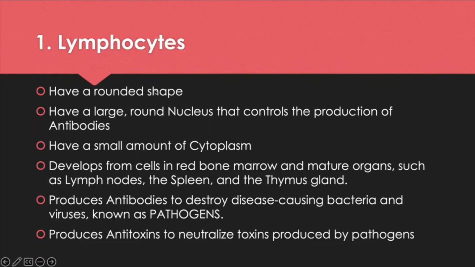Lymphocytes have a rounded shape. They have a large round nucleus that controls the production of antibodies. And of course, when you see antibodies, think about immunity, think about fighting diseases, right? They have a small amount of cytoplasm. They develop from cells in red bone marrow and mature in organs such as lymph nodes, the spleen, and your thymus gland. They produce antibodies to destroy disease-causing bacteria and viruses known as pathogens, and they produce antitoxins to neutralize toxins produced by pathogens.